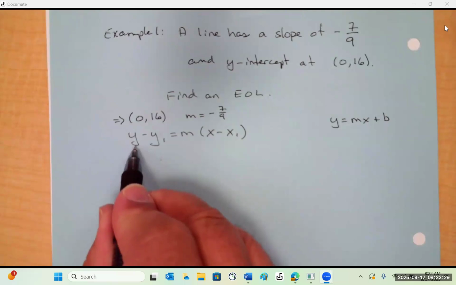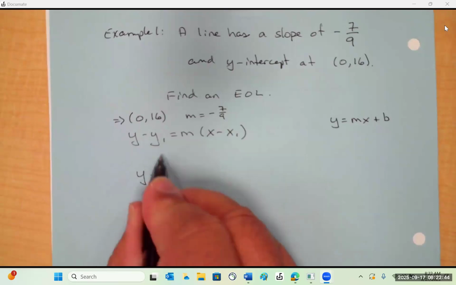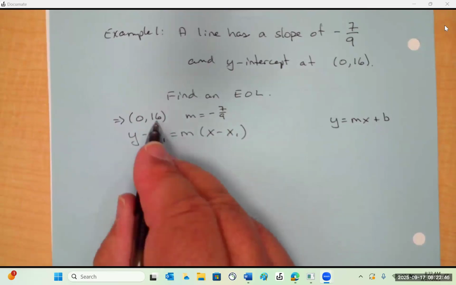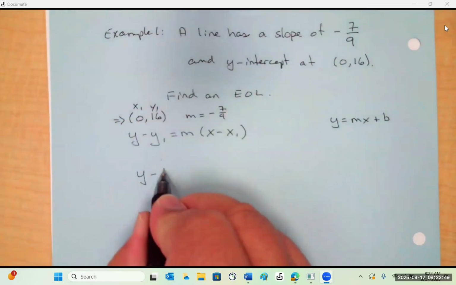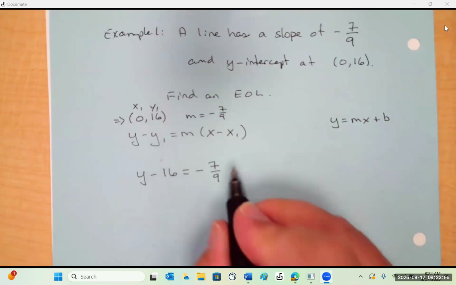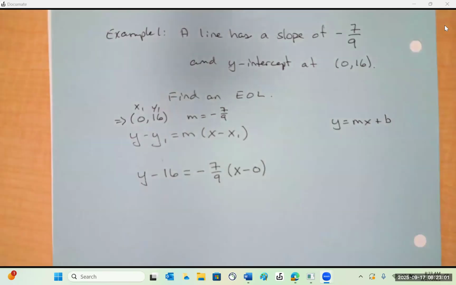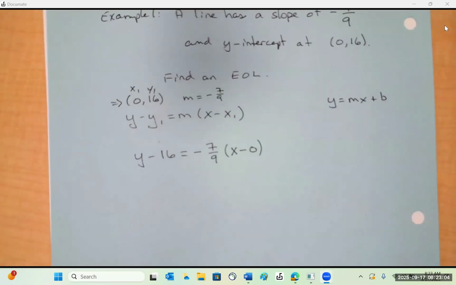So what would I put in place of y? Nothing, because that's just the y. So leave y alone. What's y1? This is the x1 and this is y1, so it's 16. M is -7/9. X1 is 0. All right, there, you can leave it like that.